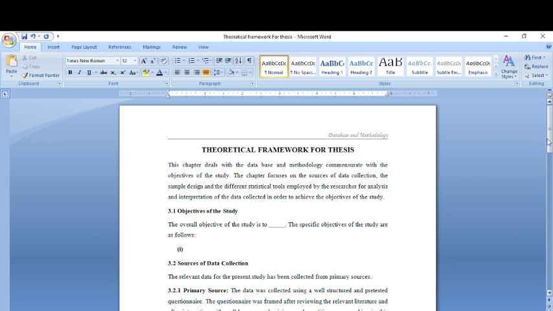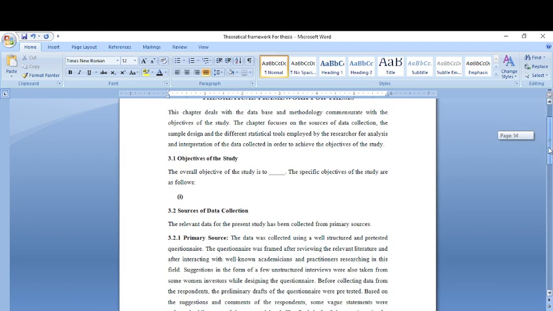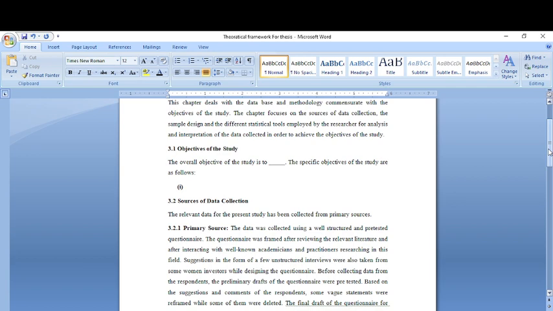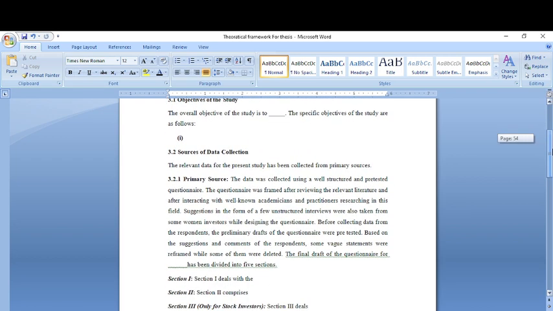So the first part in this is the objectives of the study. Suppose this is chapter 3.3 and the first point is the objective. So the first thing you'll be covering is the objective. The overall objective of the study is the overall theme of the thesis, and then the specific objectives you would mention, numbering them. The second thing is the sources of data collection.